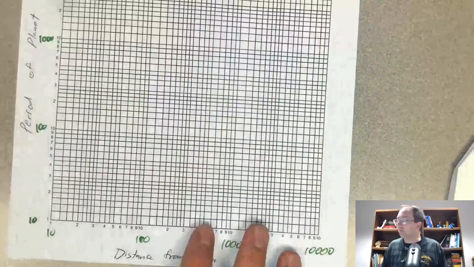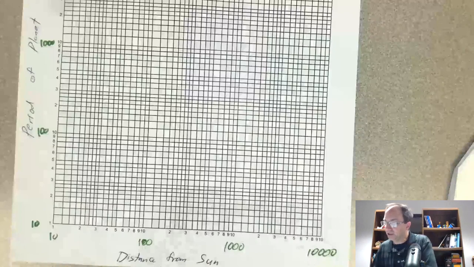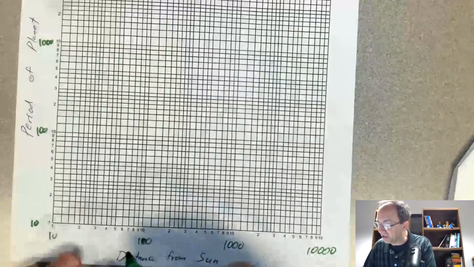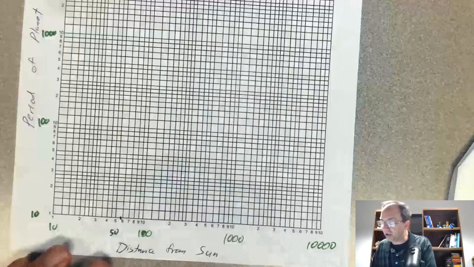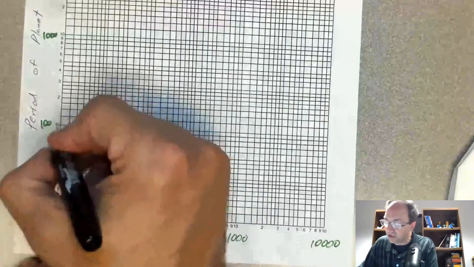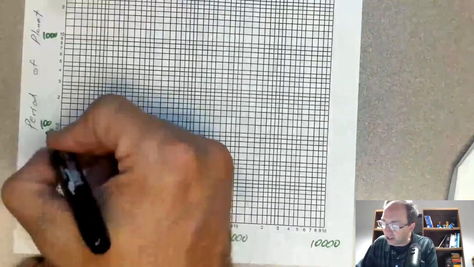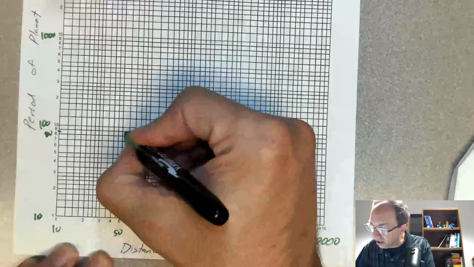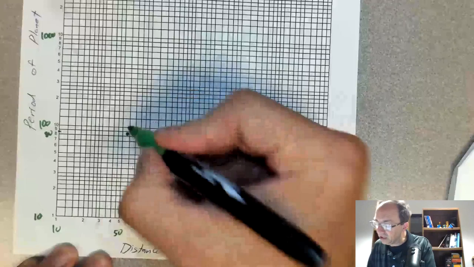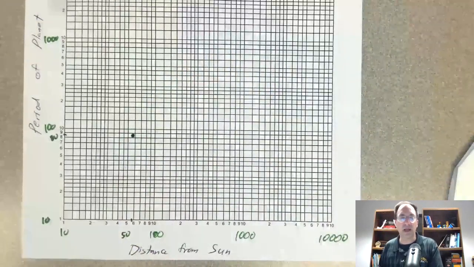So recall we said Mercury was 58, 88. So 58, since we're going from 10 to 100, that means this would be 50. So 58 would be about here somewhere. 10 to 100, that means this is about 80. So 88 would be about there. So if I follow that along, I'm getting somewhere around there for our first data point corresponding to Mercury.